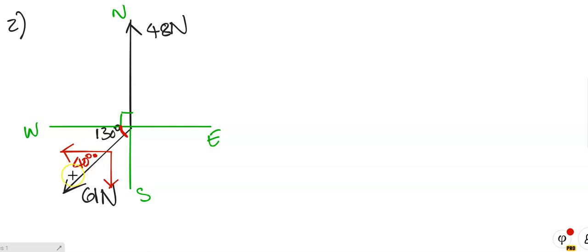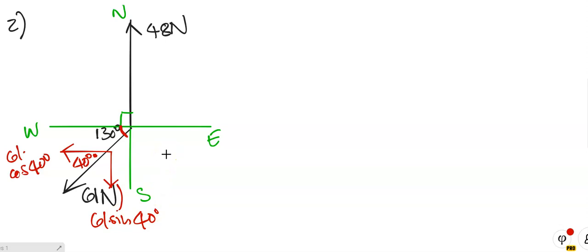You never use an angle that's bigger than 90 degrees. It's always an acute angle. It's always an angle that's between 0 and 90. If you use 130, it's going to be wrong straight away. Right. So this component here is equal to 61 cos 40 degrees. And that one there is 61 times sine of that same angle.